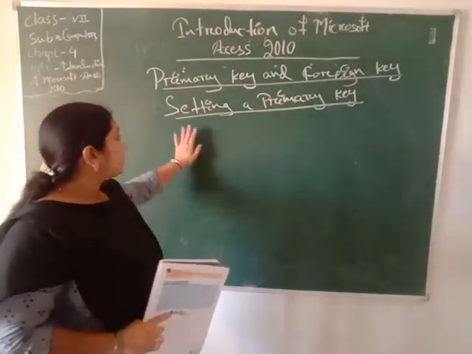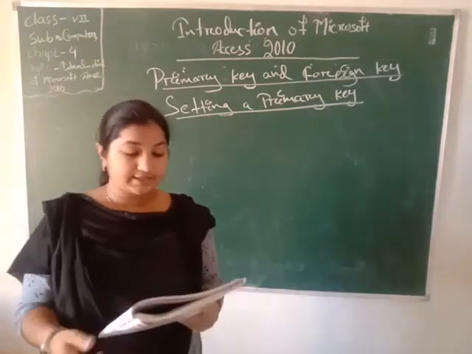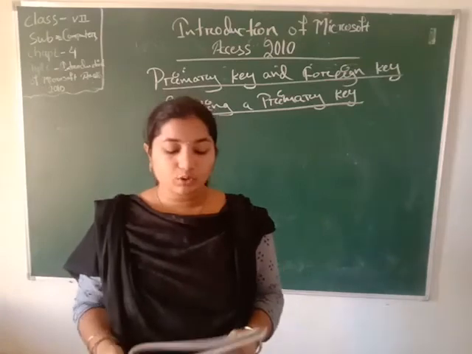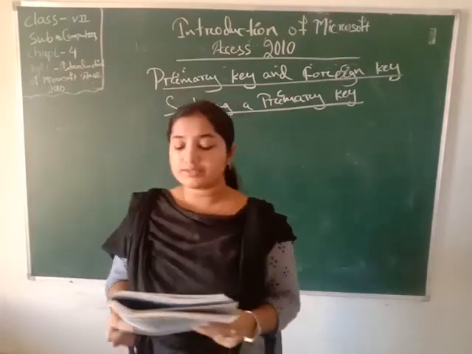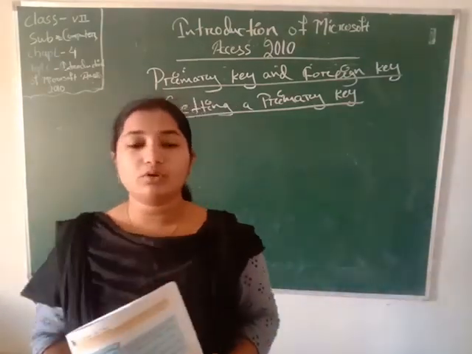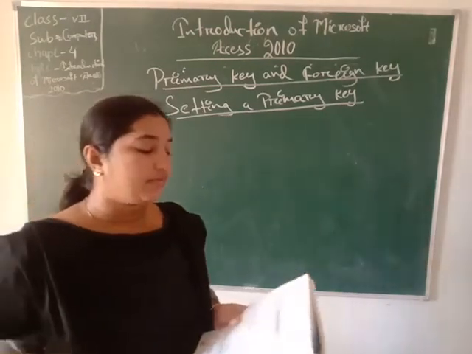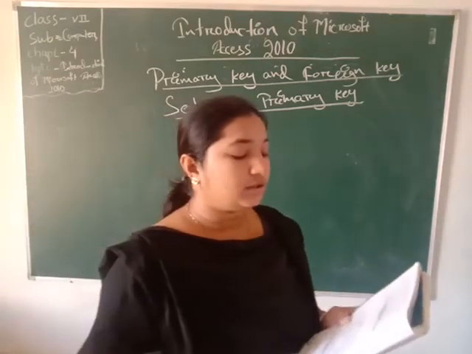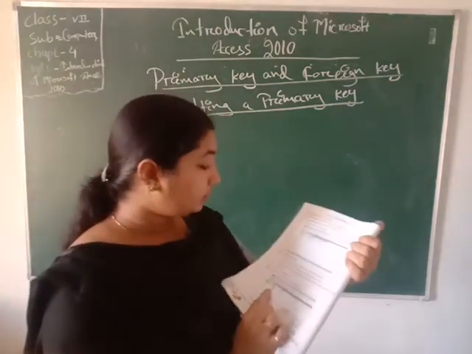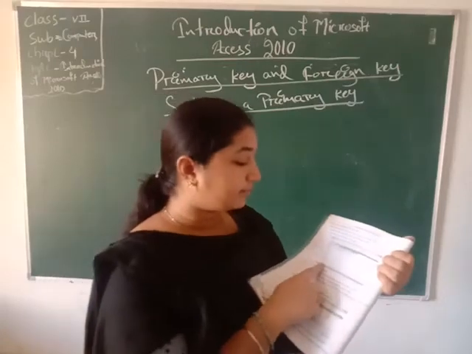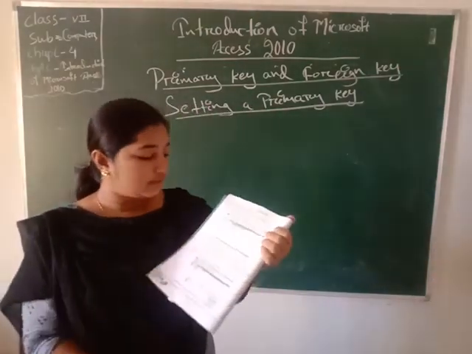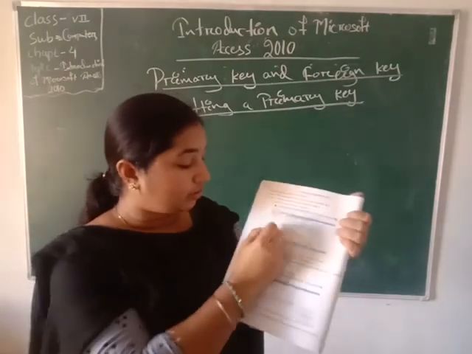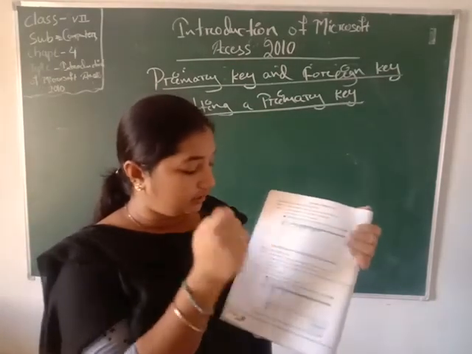Now we discuss setting a primary key. How can we set a primary key? First we have to open the table in which we want to set it. In the navigation pane, right click on the table. A drop down menu list will appear. Click on design view.